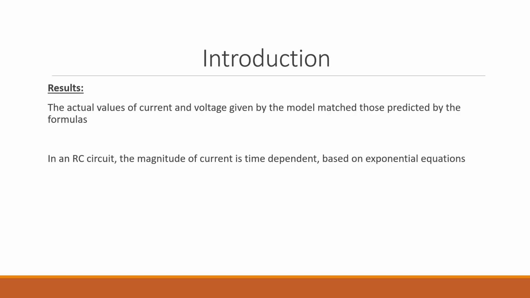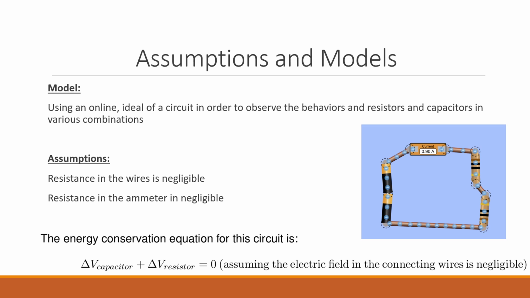And then for an introduction for this, the actual values of current and voltage given by the model match those predicted by the formulas. In an RC circuit, the magnitude of current is time-dependent based upon exponential equations, as you'll see later. Those are the assumptions and models. We use an online ideal model of a circuit in order to observe the behaviors of resistors and capacitors in various combinations. The assumption is that the resistance in the wires is negligible and the resistance in the ammeter is negligible as well.